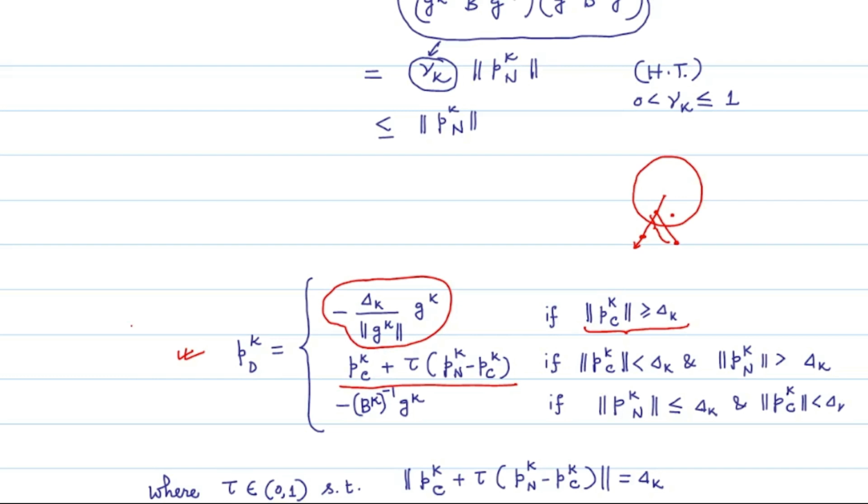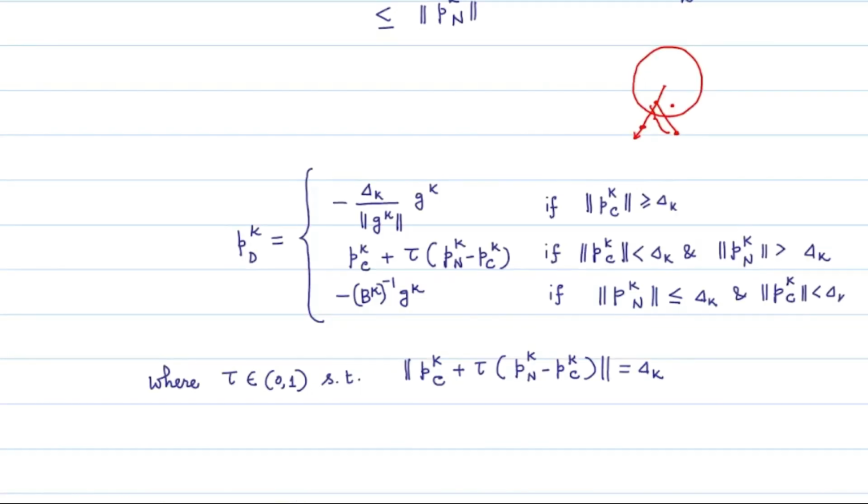Now, revising p_k^E, the exact trust region step, by p_k^D, we can revise the entire trust region algorithm that we have discussed earlier, and accordingly we name that trust region method the dogleg trust region method.